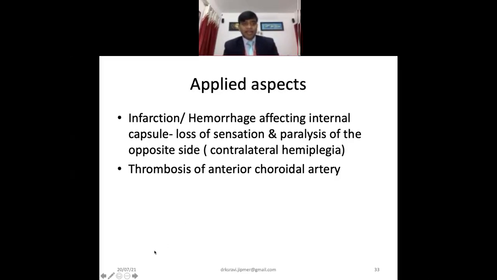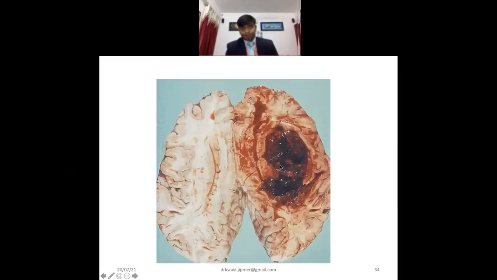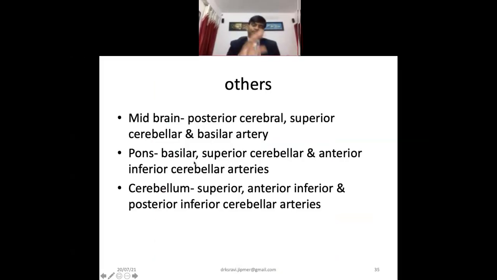Now we'll see in the next diagram, this is the diagram showing the intracerebral hemorrhage. Similarly, the blood supply of the different regions of the brain stem and the cerebellum. When we talk about the blood supply of the midbrain, it is supplied by the posterior cerebral artery, which is a branch from the basilar artery. Apart from that, it is also supplied by the superior cerebellar artery, which is again a branch from the basilar artery. So this is all about the blood supply of the midbrain.